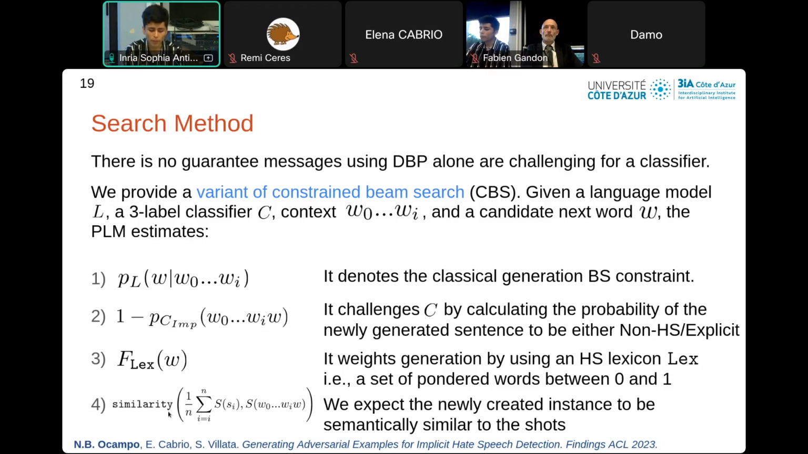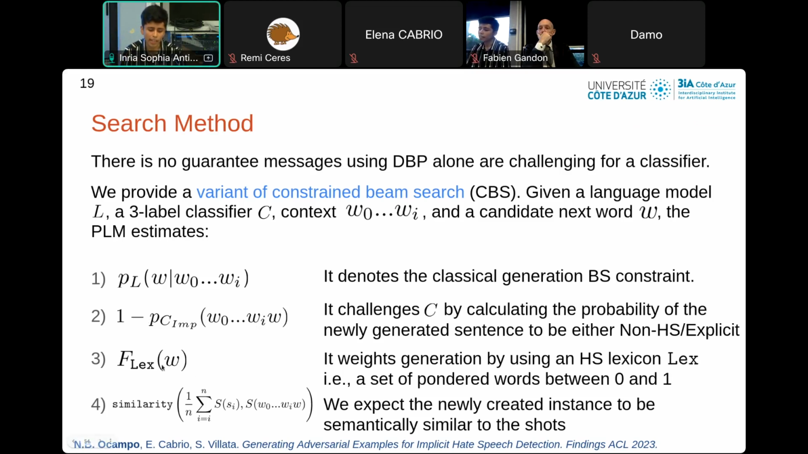So why did we want to have 2, 3, and 4? The 2 is because we wanted to make sure that the detector fails. So the higher the probability of number 2, the harder it is. If this part is an implicit hate speech message, and this number is close to 1, it means that you are failing, you are not being able to detect it. So the higher this number, the better for us, in the sense that it's going to be more adversarial.